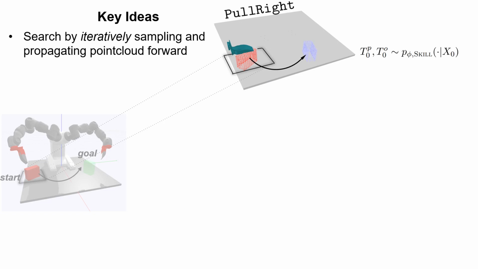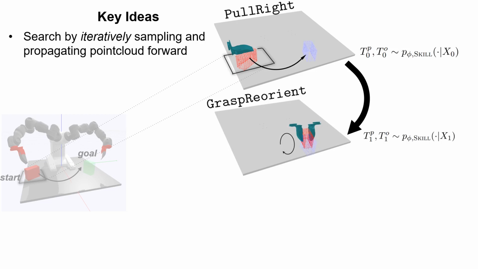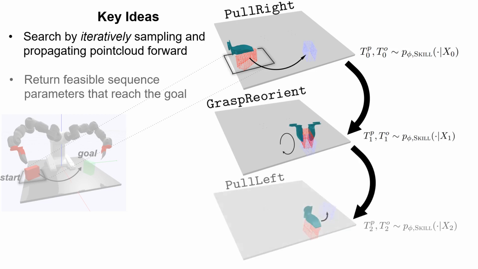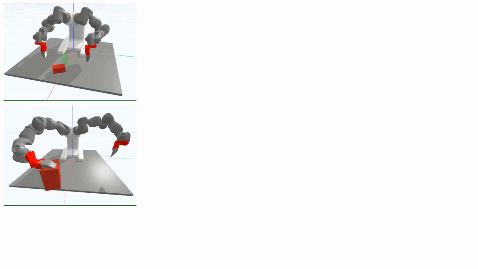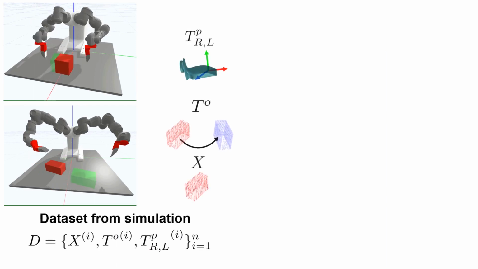The transformed point cloud from the first step can then be used as the input when we sample parameter values at the next step, and this process can repeat iteratively while checking for feasibility and searching for an overall sequence that reaches the goal. We collect training data in simulation by executing the skills on many differently sized cuboids.